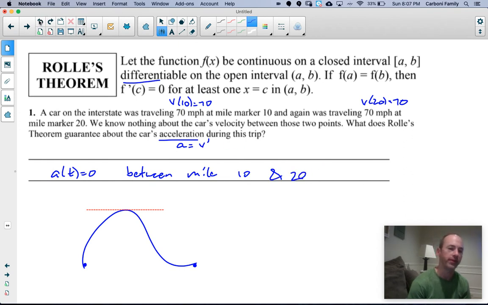The one thing that this little situation did not stress is that velocity would be differentiable. I probably should have put that in the paragraph. But velocity is going to be differentiable here because that's the only way you can answer the question.